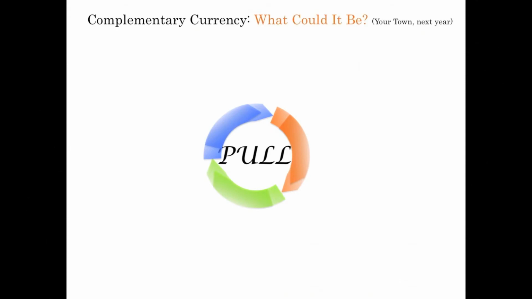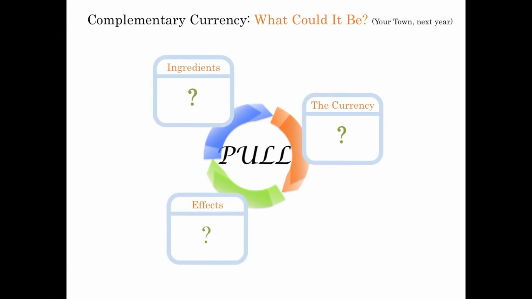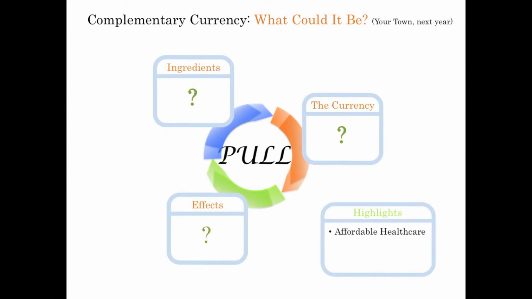So what might this look like in your town next year? What are the unused resources and unmet needs in your community? What are the ingredients? What might the design of the currency or currencies look like? And what are the desired effects you would like to achieve? If your community is similar to our hometown of Santa Barbara, California, highlights of such complementary currencies might be affordable healthcare, affordable housing, affordable local food, and balanced budgets, both at a household level and at a local government level.